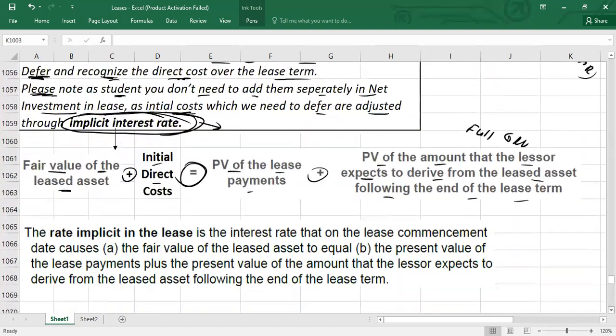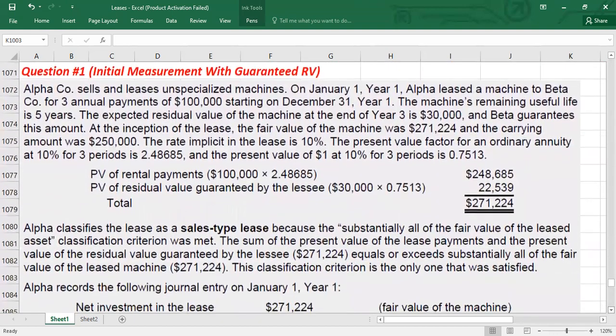Then guys, here we have it. Now we have a question for the initial measurement, and I'm going to deal with both, guaranteed residual value and unguaranteed residual value. Here we have question number 1, and I'm assuming here we have an unguaranteed residual value only. We don't have any guaranteed residual value. Plus we are making payments in arrears. This is the assumption, because advance payment I will cover at the end of this video.